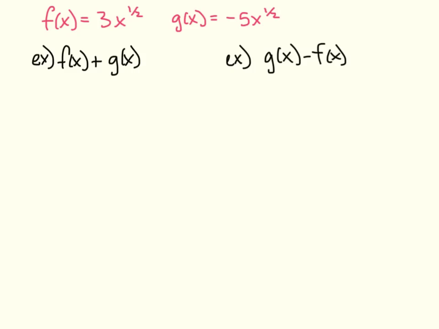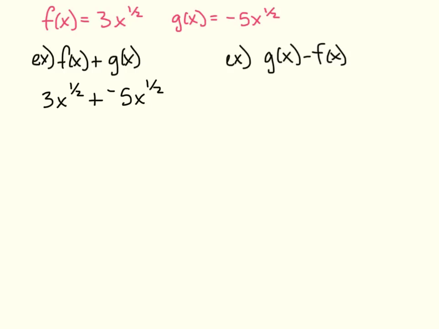Okay, here we have f of x is equal to 3x to the 1/2, and g of x is negative 5 times x to the 1/2. So the first example, we're going to add these two functions, f of x and g of x. So that's 3x to the 1/2 plus negative 5x to the 1/2.